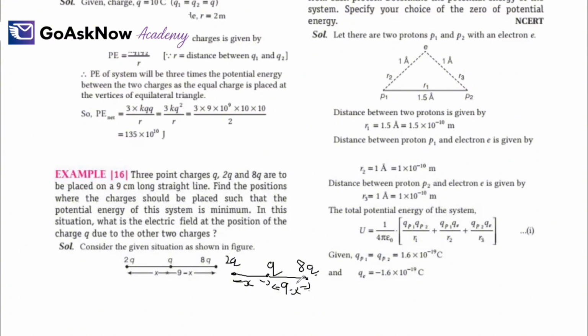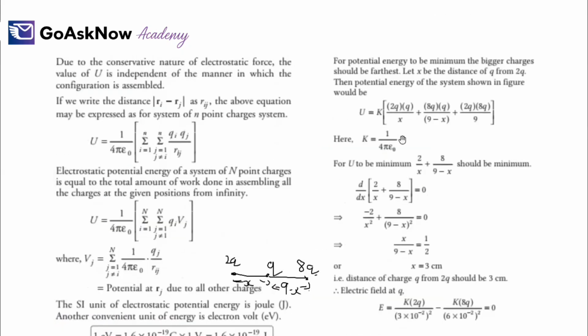Now just apply the formula of total energy or potential energy of the system here. You will get K times 2Q into Q upon x, because the distance between them is x only. For the second pair, that is 8Q and Q, you will get 9 minus x as the distance. And for 2Q and 8Q, you will get the distance as 9 only, because the distance between them is 9 centimeter.